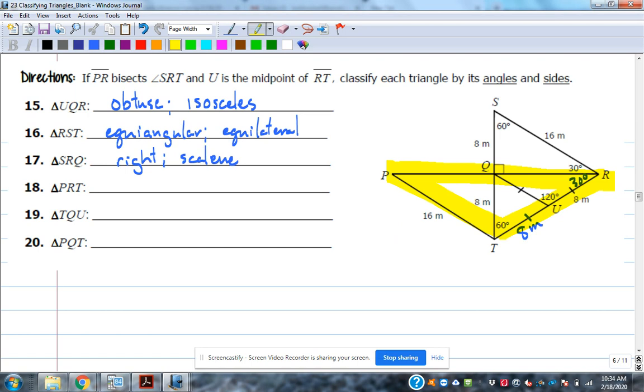It's not equilateral. It's obtuse because this angle T right here is an obtuse angle. It's 60. Obtuse isosceles is the right thing. Number 19. There, TQU.